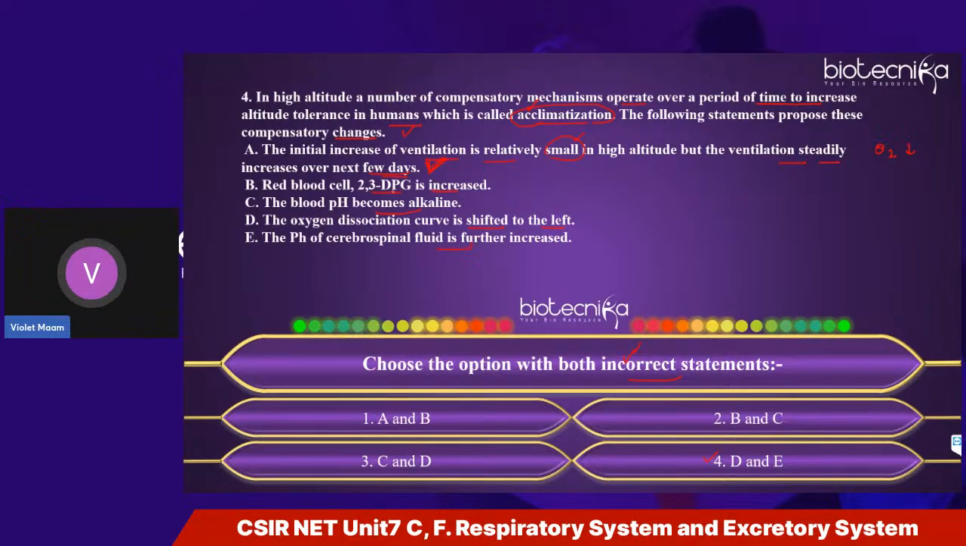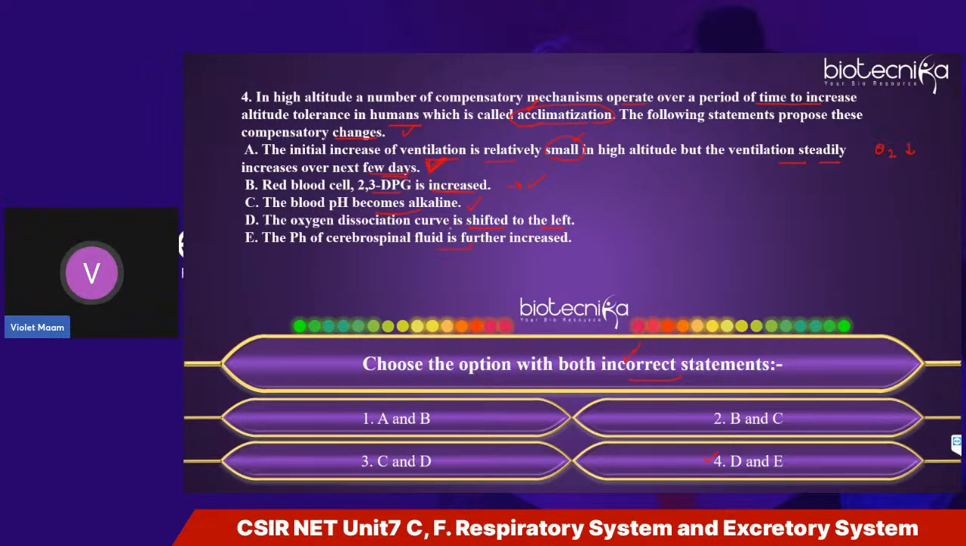Now B says red blood cell 2,3 DPG increases. Yes, because when you go to high altitude, glycolysis will occur, so as a result the metabolites will increase. If the BPG or DPG is increasing, we had discussed how the curve will shift. The curve will shift towards the right, meaning the body needs more oxygen. That is why the curve shifts towards the right, so that it can unload more and more oxygen. So B is also correct. And the blood pH will become alkaline, so A, B, C are correct.